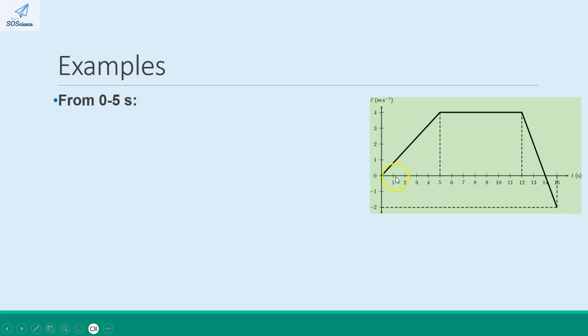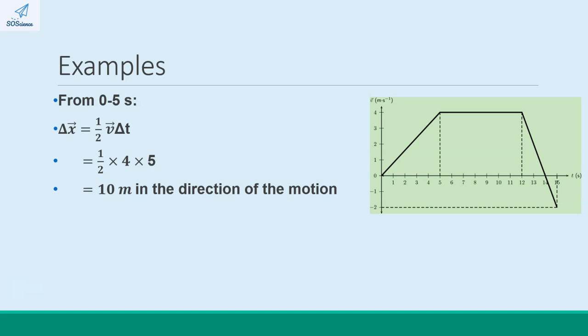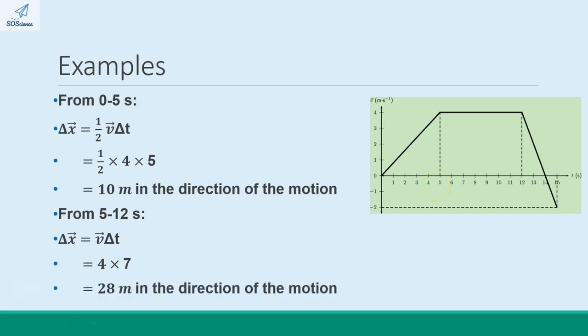So from 0 to 5 seconds, x equals half v times t, which is half of 4 times 5, which is 10 meters in the positive direction. We got a positive answer, which means in the positive direction. From 5 to 12 seconds, we have a rectangle, so x equals v times t, which is 4 times 7, which is 28 meters in the positive direction, or the direction of the motion.